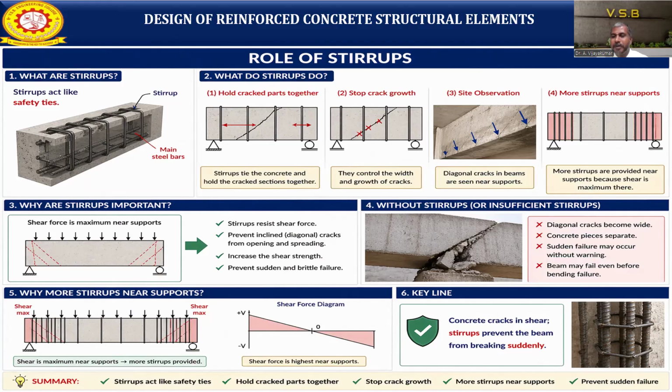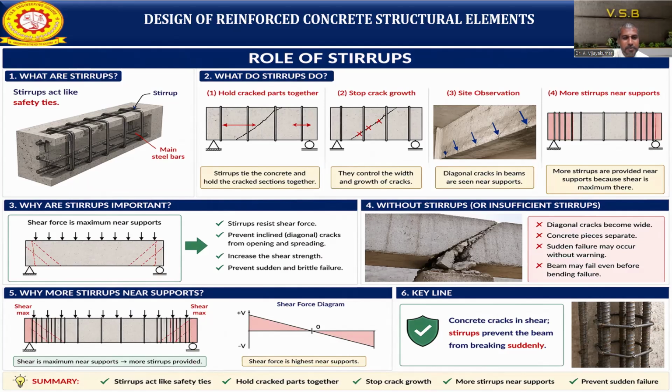So without stirrups, or with insufficient stirrups, what will happen? Diagonal cracks will occur and become wider. It's more dangerous and will lead to failure. Concrete pieces will separate from the reinforcement because it won't take much load. Sudden failure may occur without any warning. It won't give any warning, as we have seen earlier with different warning systems. The beam may fail even before bending failure. If you provide a beam without stirrups or with insufficient stirrups, the structure may fail very easily.